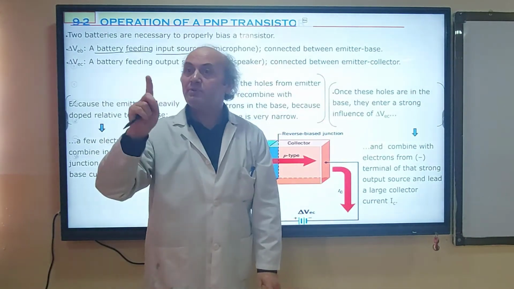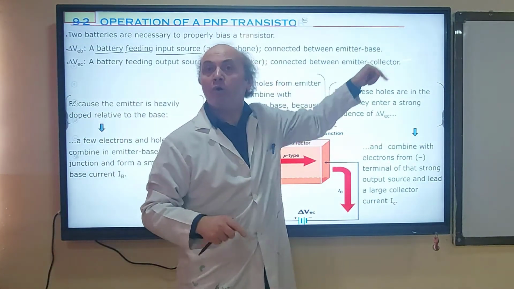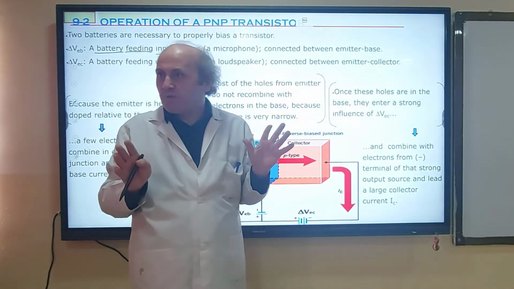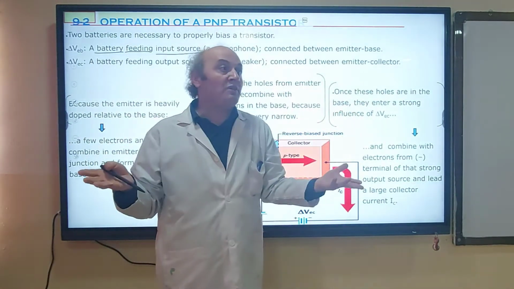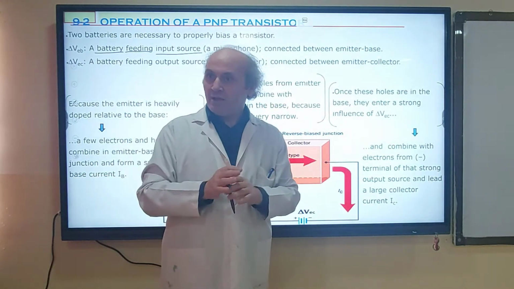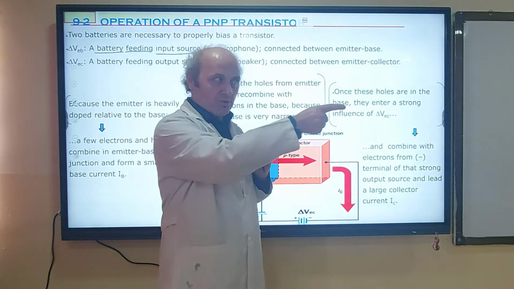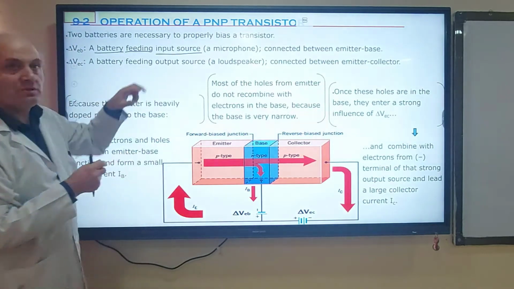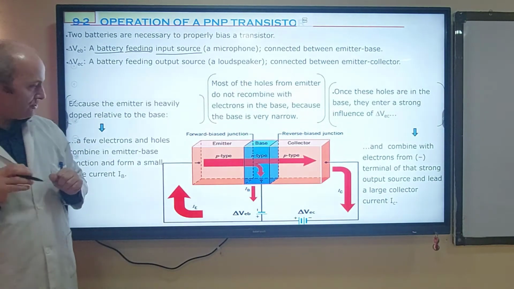Here's your question. Input source is connected between where and where? Between emitter and base. Output source is connected between where and where? Emitter and collector. Yes, the loudspeaker will be connected between emitter and collector, but the microphone will be connected between emitter and base. Of course, each of them needs a battery to provide electrical energy. But the only difference is the microphone has a small battery, but the loudspeaker is connected to 220 volts. That is, the battery of the output source is more powerful than the battery of the input source.